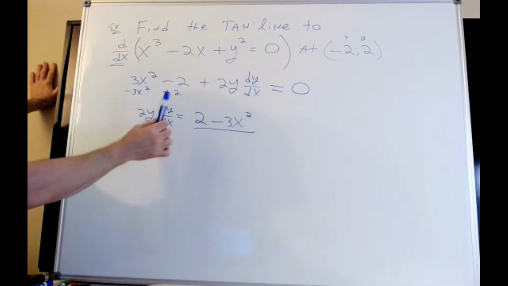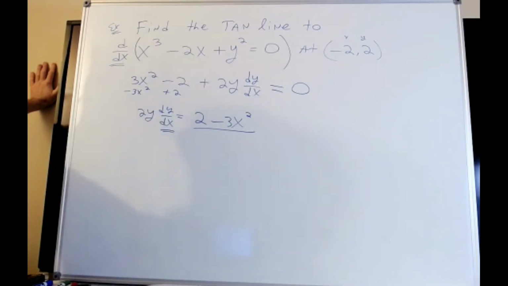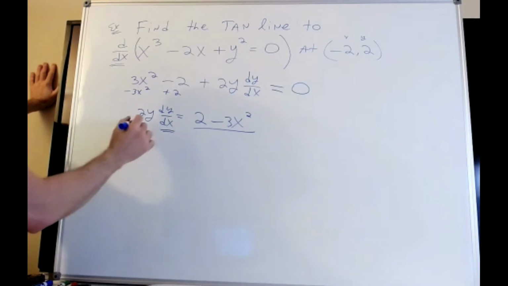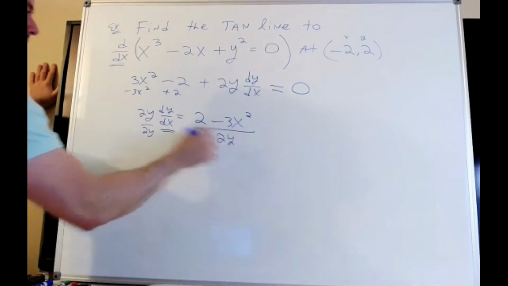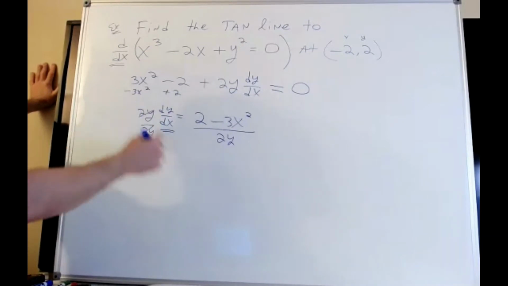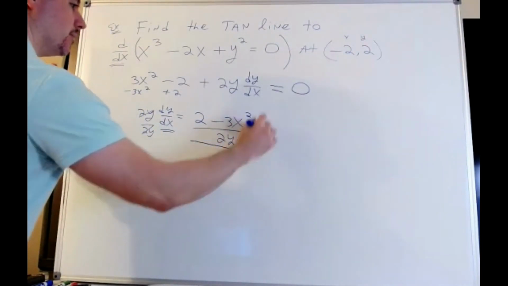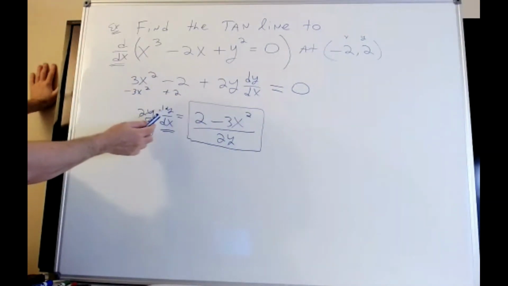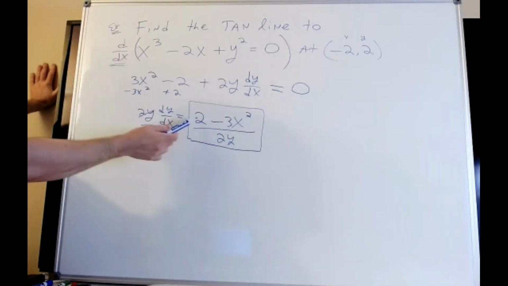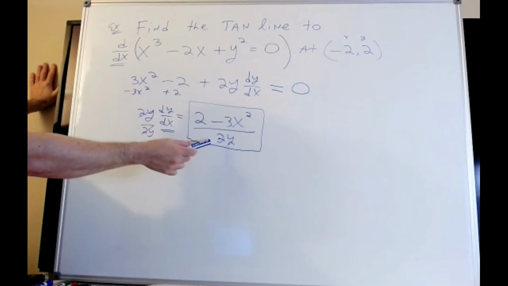I mean, I'm solving for this, so it needs to be there. Maybe I did that on purpose. I didn't. Divide by 2y to get the dy/dx alone. So that crosses out, and this is what you get for dy/dx, the derivative of y with respect to x: 2 take away 3x squared, divided by 2y.